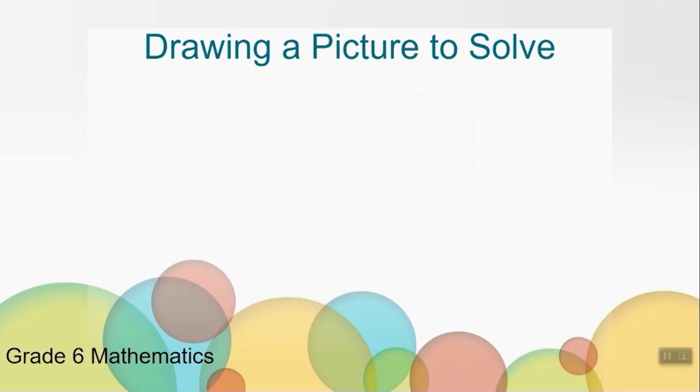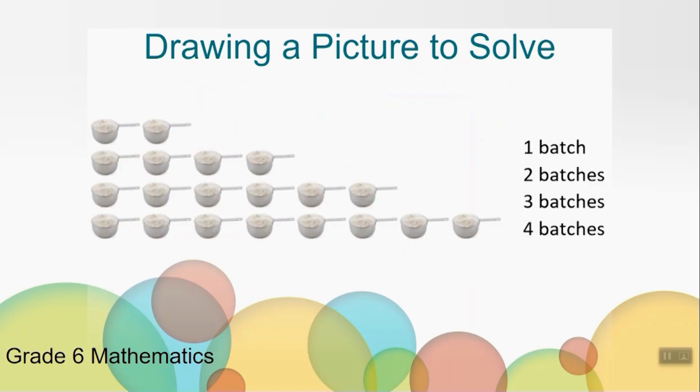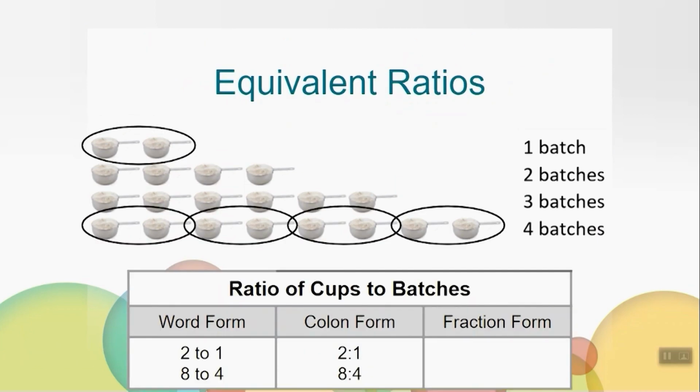If we keep drawing pictures to extend this relationship, we can see that Alex will need 8 cups of flour to make 4 batches of cookies. In the previous example, we discussed the idea of equivalent ratios. Let's use the picture on the next slide to find some more equivalent ratios.